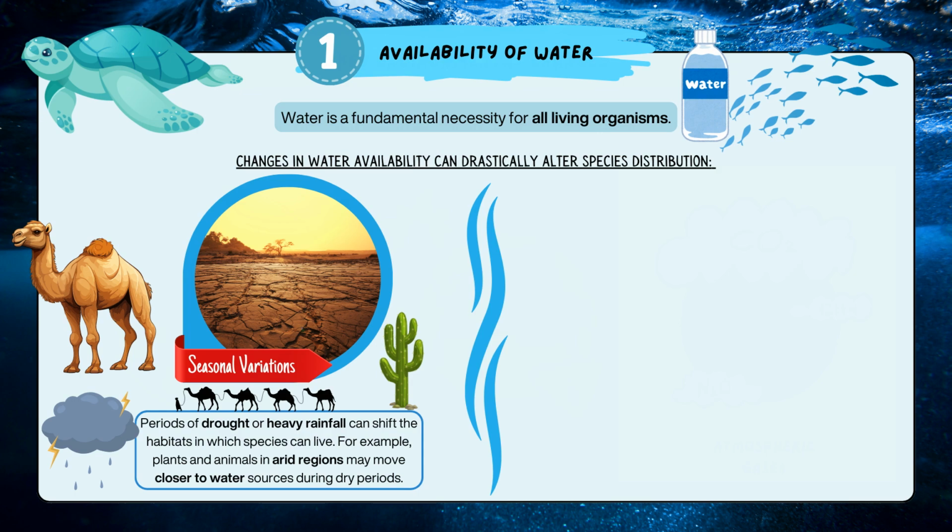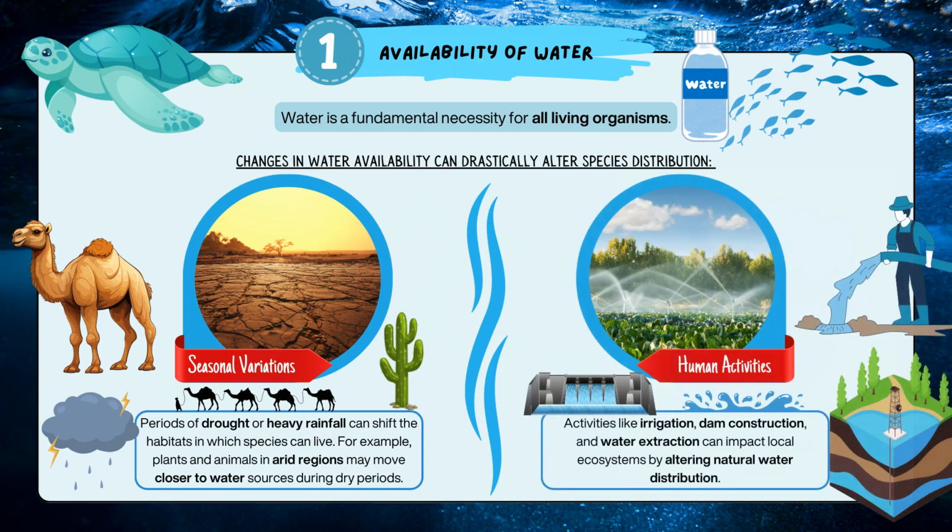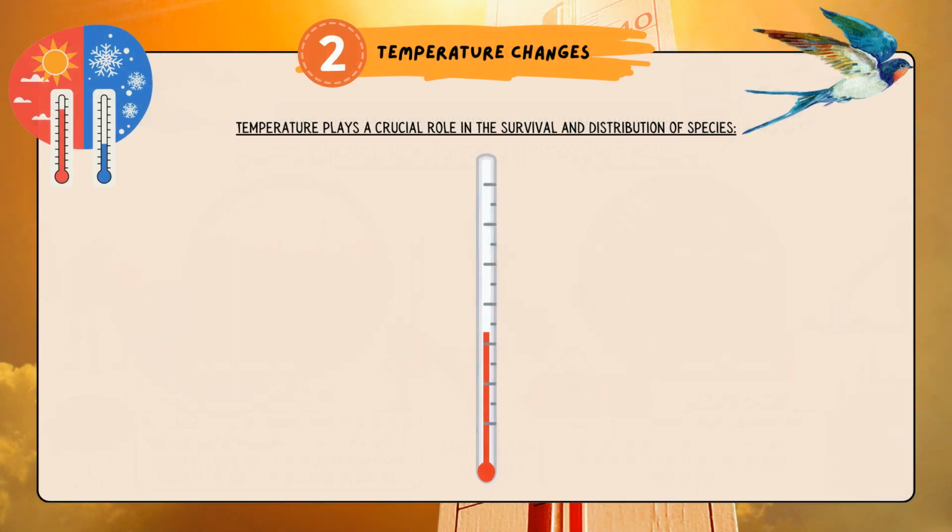Water availability is also affected by human activities. Activities like irrigation, dam construction, and water extraction can impact local ecosystems by altering natural water distribution. Another primary environmental change that affects species distribution is temperature change. Temperature plays a crucial role in the survival and distribution of species.